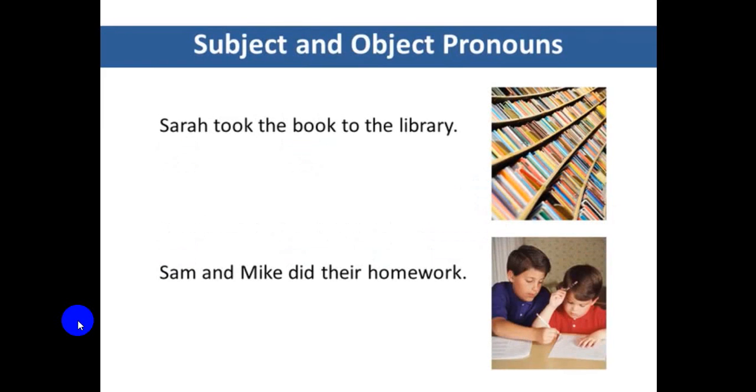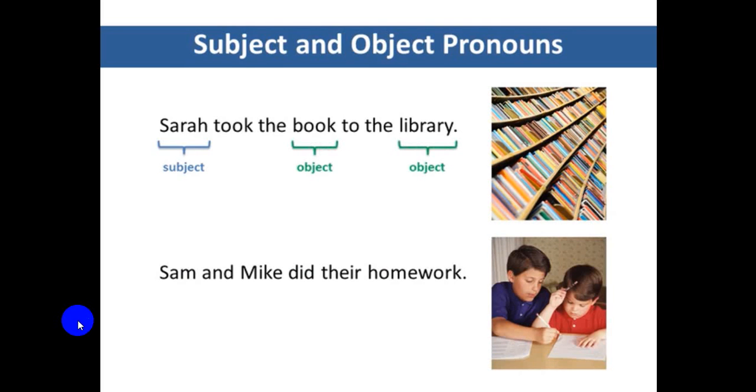Which nouns are the subjects? Which nouns are the objects? In the first sentence, who did the action? It was Sarah, so Sarah is the subject. What did Sarah take? Sarah took the book, so book is an object. Where did Sarah take the book? She took the book to the library, so library is also an object.